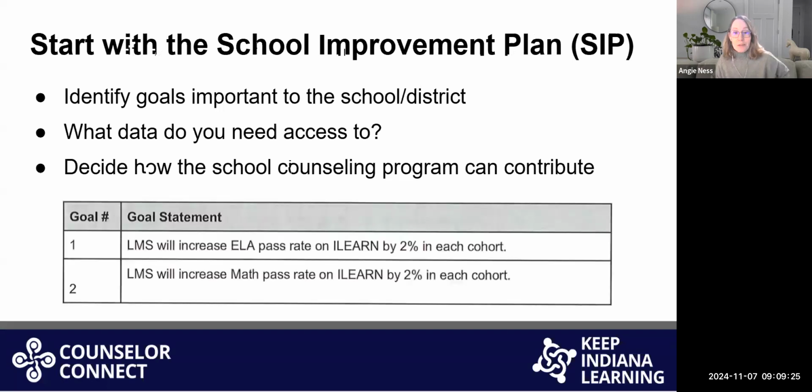A lot of times these are the goals that you see in your SIP, like your ELA iLearn, your math iLearn. And this is where a lot of school counselors get stuck too. So if it were you and these are your school's goals, how do you think the counseling program could contribute to meeting those goals? Again, feel free to use the chat or unmute and share. No wrong answers.